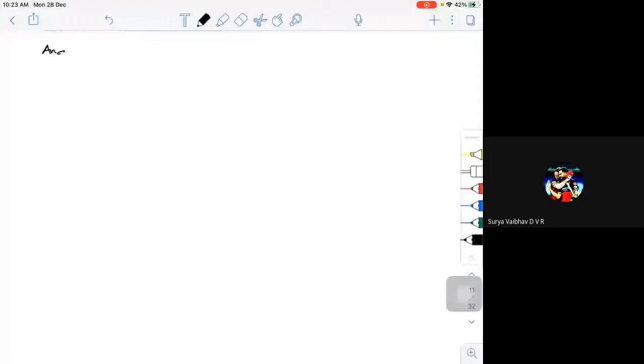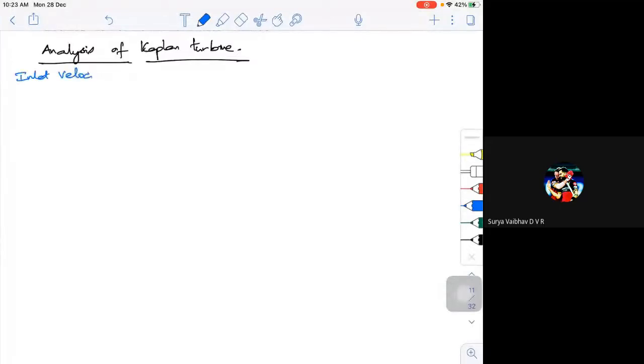Analysis of the Kaplan turbine. It's very similar to what we saw in the Francis turbine, the first case. If I take the first case, how is my velocity triangle at 1, that is, at inlet? Let me draw the zoomed view of it. The inlet velocity triangle will look something like this.